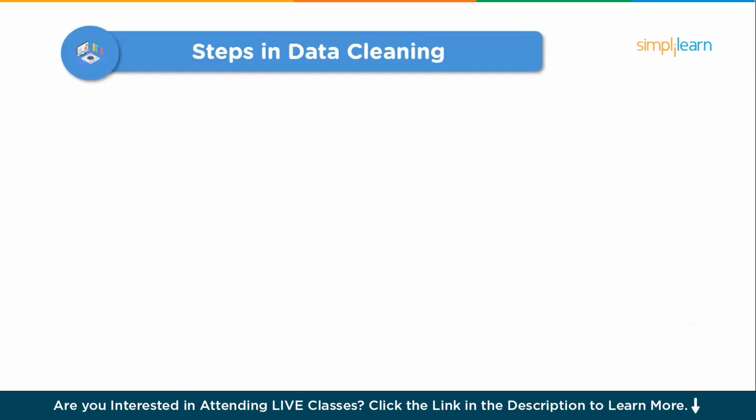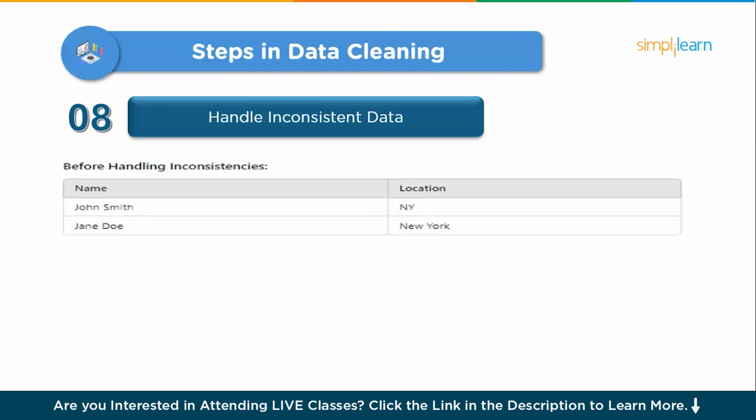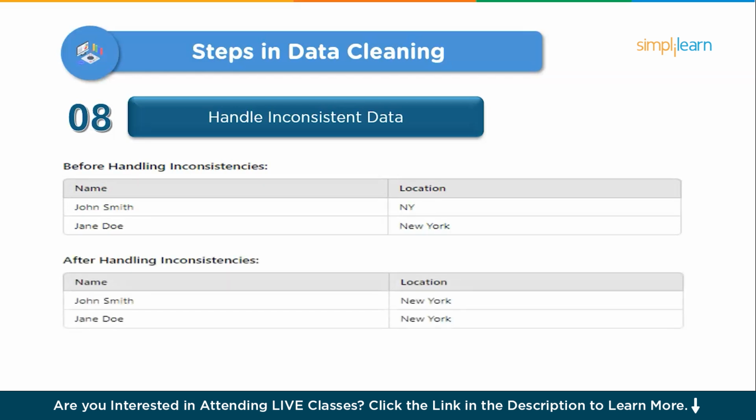Now moving on to step number 8, that is handling inconsistent data. Sometimes data is recorded in different ways across your dataset. For example, someone wrote NY for New York while another person wrote New York completely. So, after handling the inconsistencies, either we choose NY or New York.